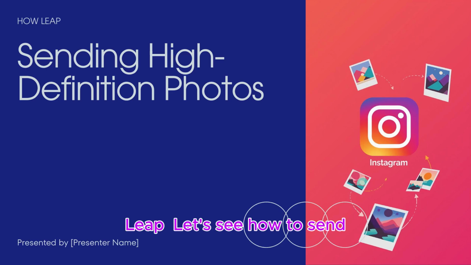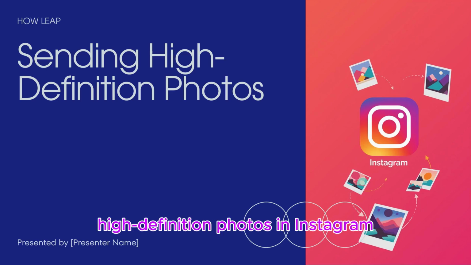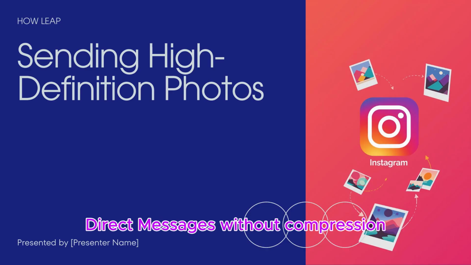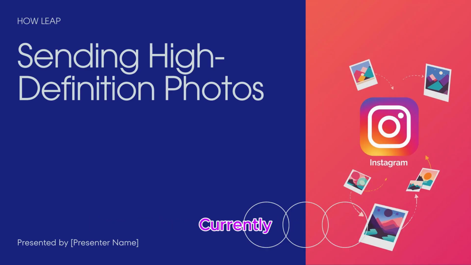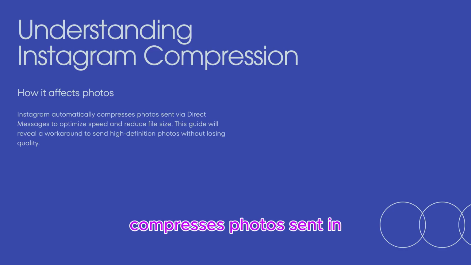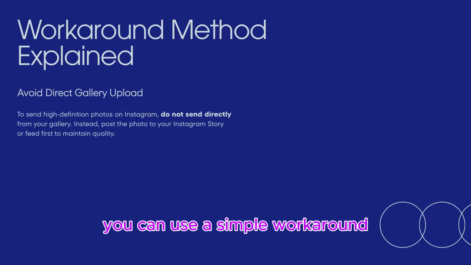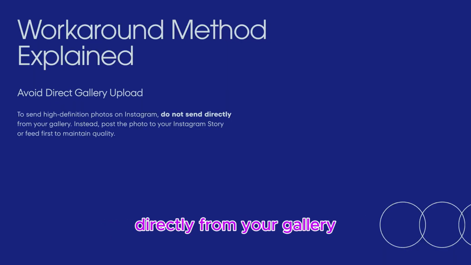You're watching How Leap. Let's see how to send high-definition photos in Instagram direct messages without compression. Currently, Instagram automatically compresses photos sent in DMs to reduce file size and speed up delivery. However, you can use a simple workaround instead of sending the photo directly from your gallery within the chat.